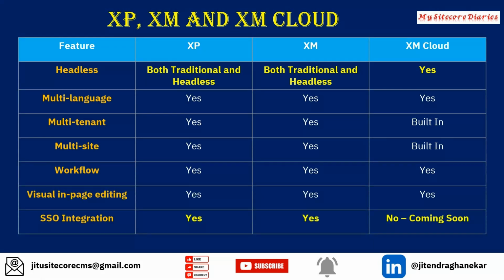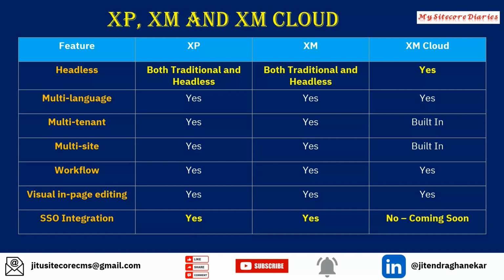Let's compare XP, XM and XM Cloud with the features which we will be using. First is headless. XM Cloud supports 100% headless. XM Cloud has a 100% headless framework, whereas XP and XM do have a headless framework, but at the same time they can have a traditional CMS as well as a coupled CMS. If you want to use a coupled CMS, that is not available in XM Cloud.